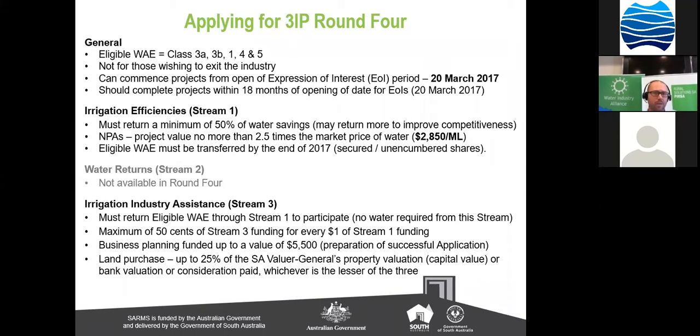So if you hold that water on license and you're able to return at least 10 megalitres, which is the minimum to our program, then we're happy to consider an expression of interest for funding. We don't want to see people leaving the industry. We really want to support those people wishing to stay in the industry.